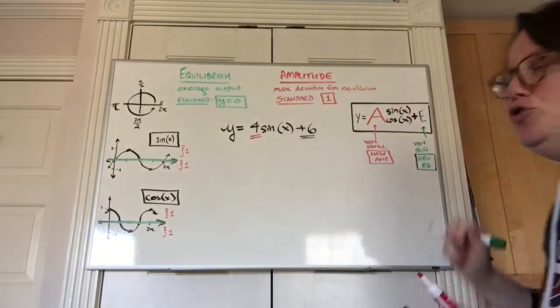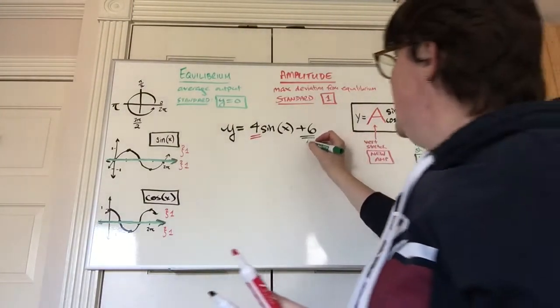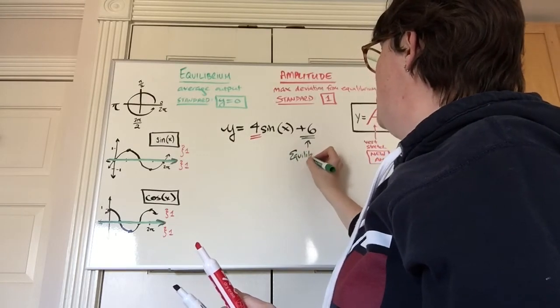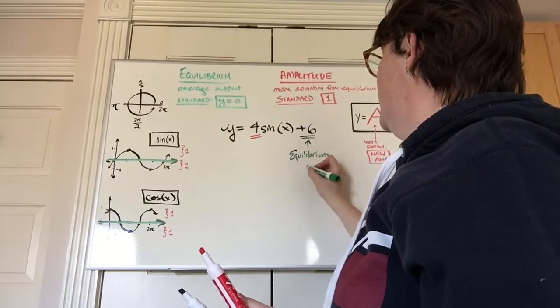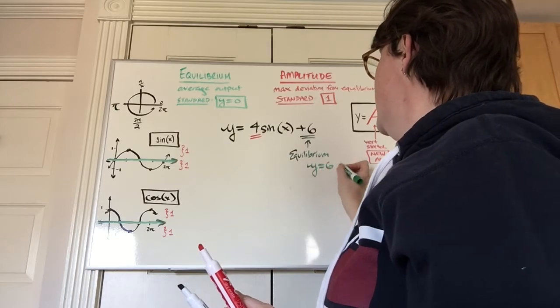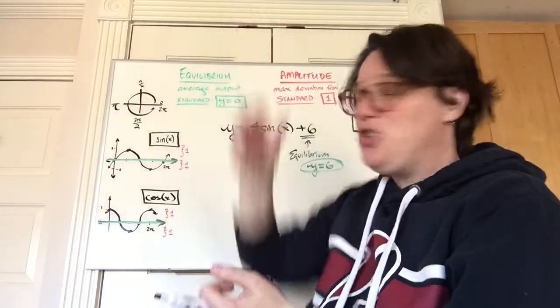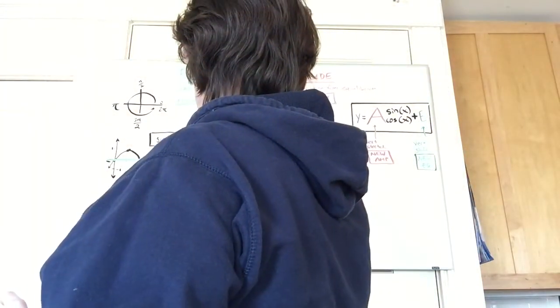In terms of our new vocabulary, this number here is our new equilibrium. This graph has an equilibrium line: the middle of the graph is at y equals 6. And the amplitude of the graph, the amount that you stretch away from that, is 4.